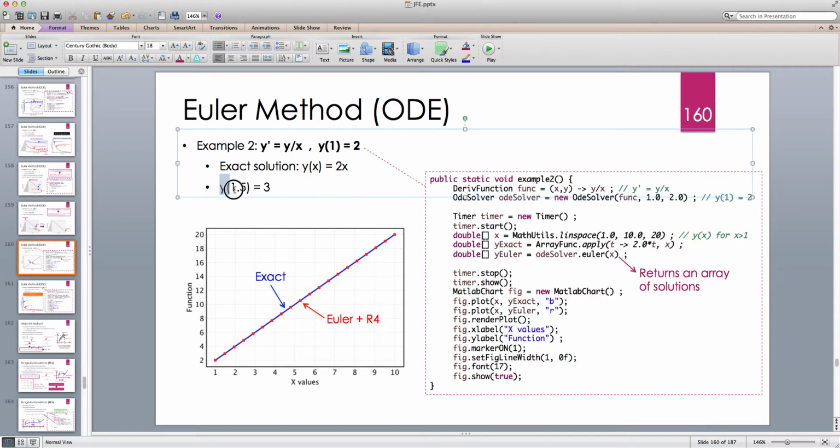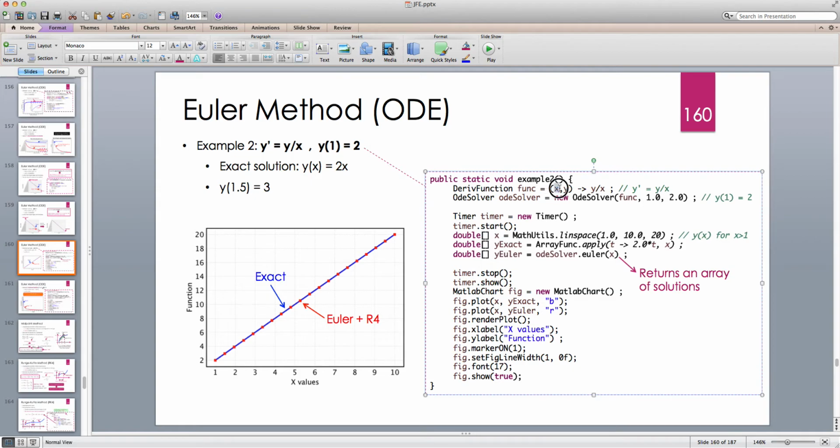And now I'm trying to find the value of y at 1.5, and it should be equal to 3. But let's look at the code. And again, for all the code that you're going to see in this lecture and in the next few lectures, the structure is exactly similar. So we start with our derivative function, which defines the y prime as a function of x and y. Okay, so it's a functional interface. If you recall, x and y goes to y over x.